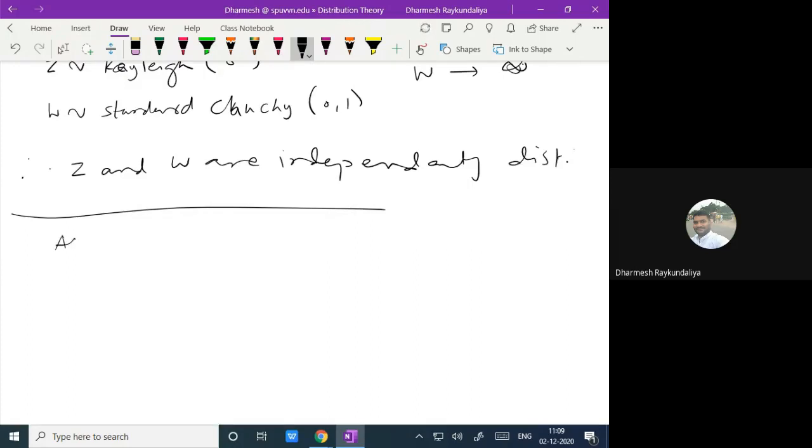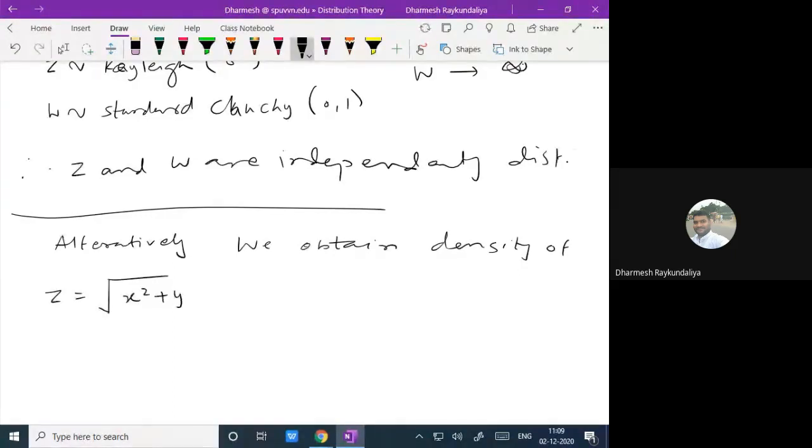Alternatively, this problem can be solved using polar transformation. Alternatively, we obtain the density of z equal to square root of x square plus y square, and w equal to x by y, using polar transformation.